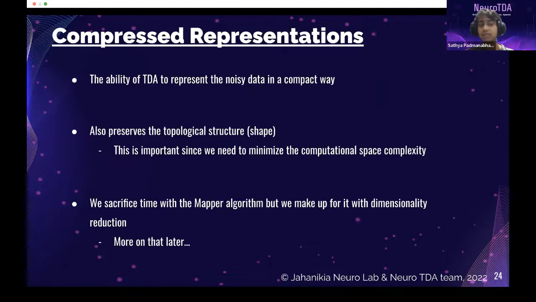So the last and final property of TDA is compressed representations. This is the ability of TDA to represent noisy data in a compact way. Since Mapper is computationally time consuming, we need to save as much memory as possible to counteract that. By using compressed representations, we can compact the data into something that will minimize the memory complexity. So that's what we'll get to on the next slide, a little image.